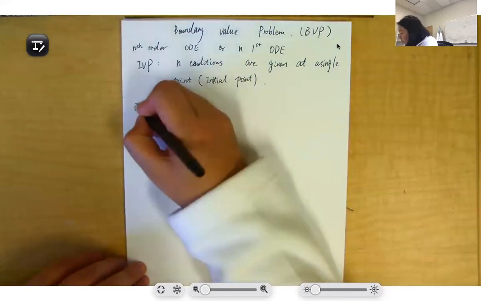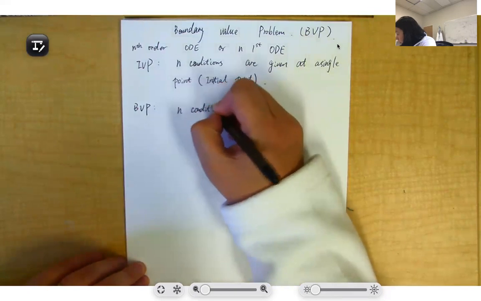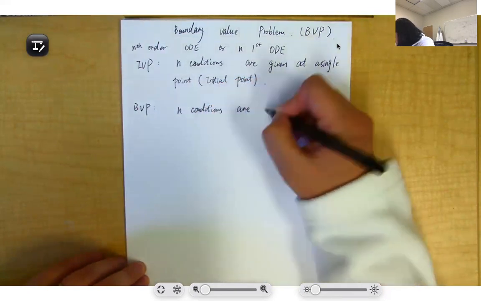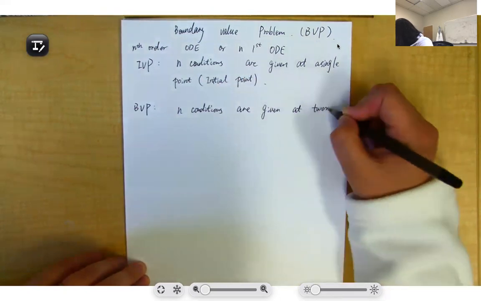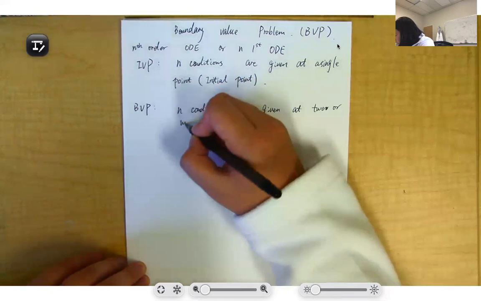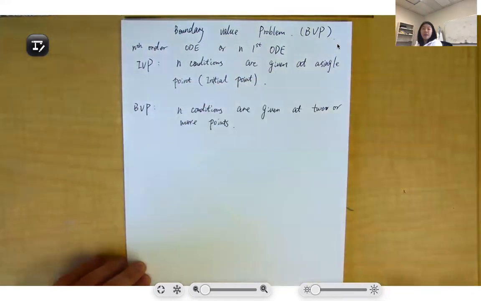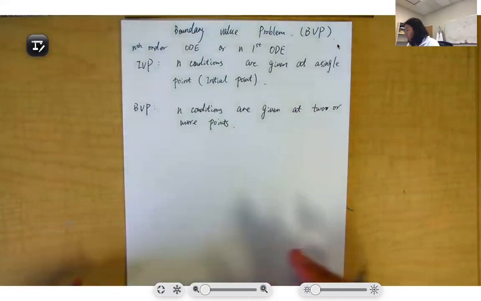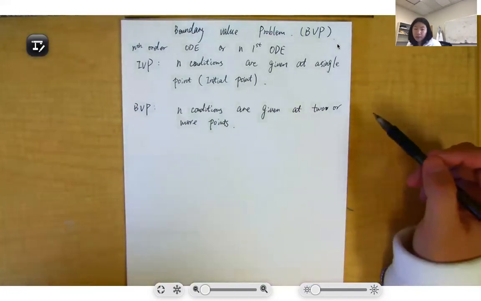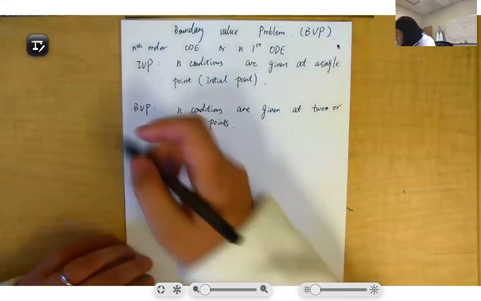But for the BVP, the n conditions are given at two or more points. So that is the big difference between the BVP and the IVP. For the boundary value problem, they are given at two or more points, and it doesn't necessarily need to be at the initial point.